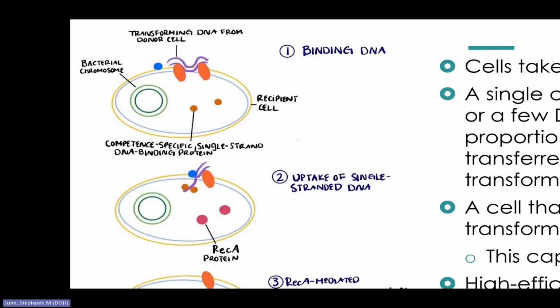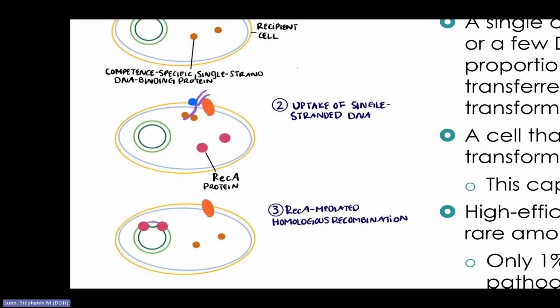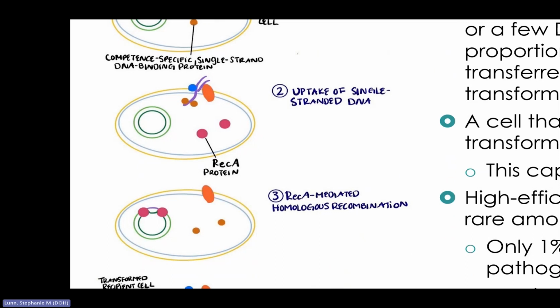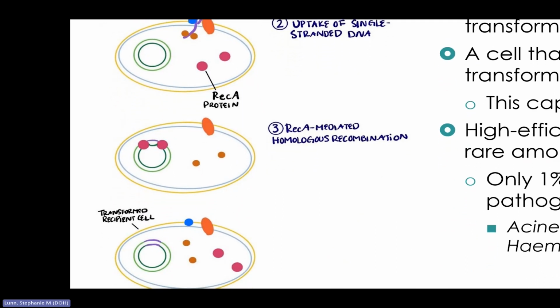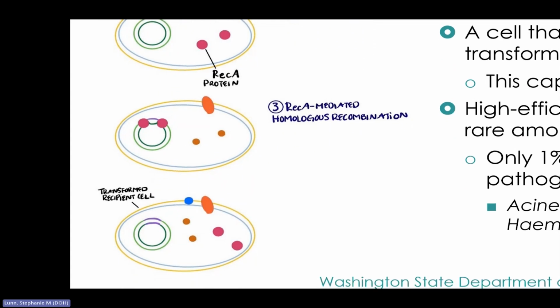So if we look at this figure, we see the transforming DNA from the donor cell at the top here in purple. It's these purple strands, and they are binding to this orange surface protein of a competent cell. The recipient cell will take in that DNA, and what follows is RecA-mediated homologous recombination. And so in the transformed cell, the DNA becomes integrated into the chromosome.